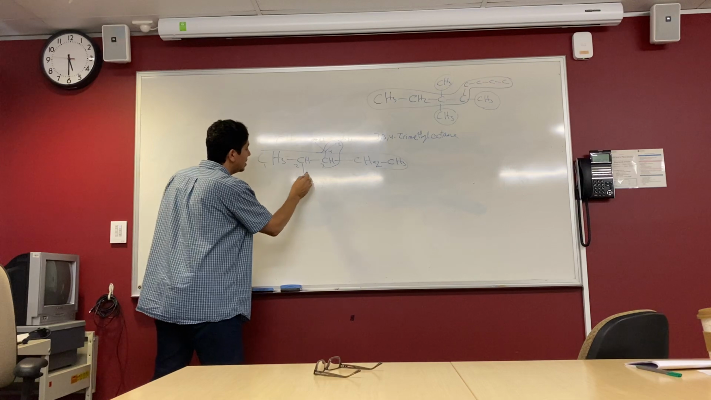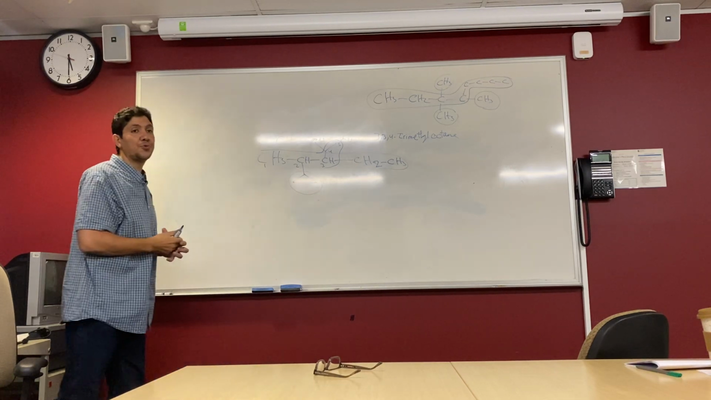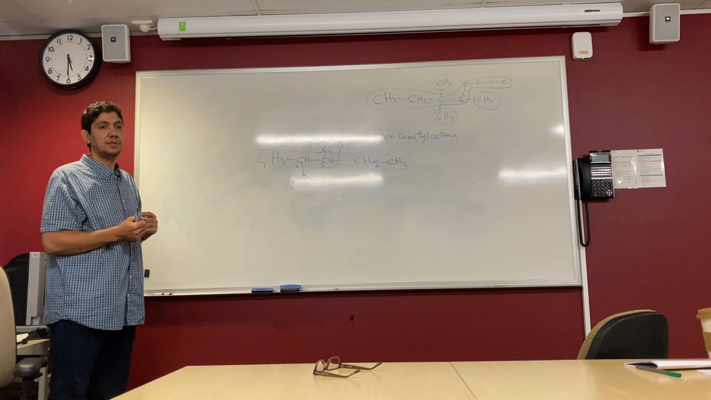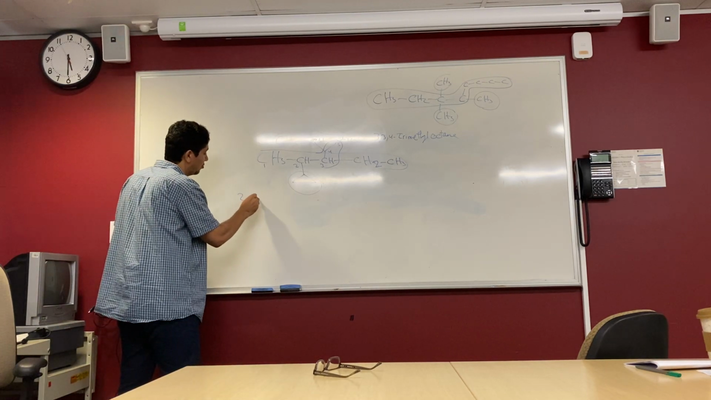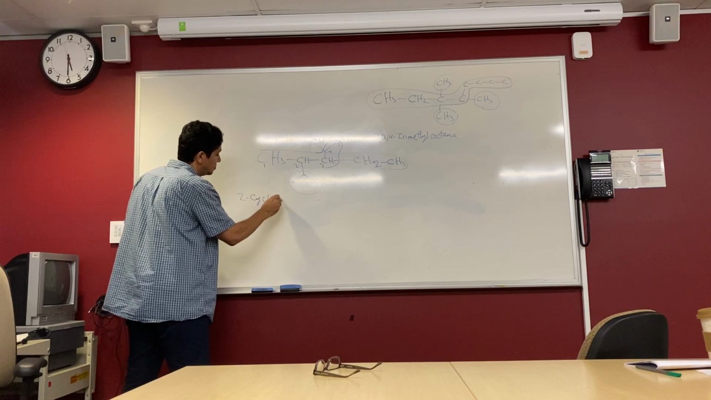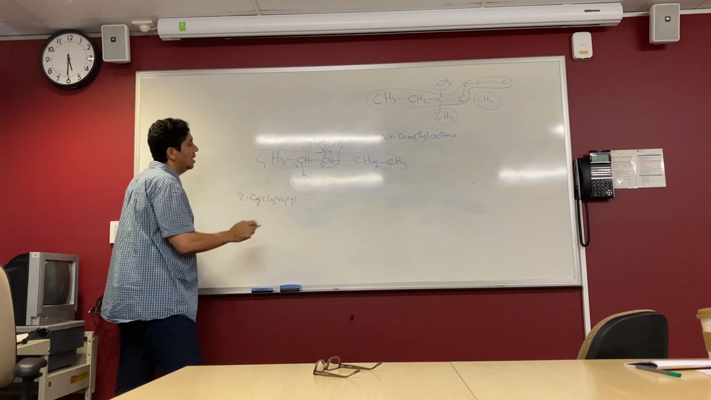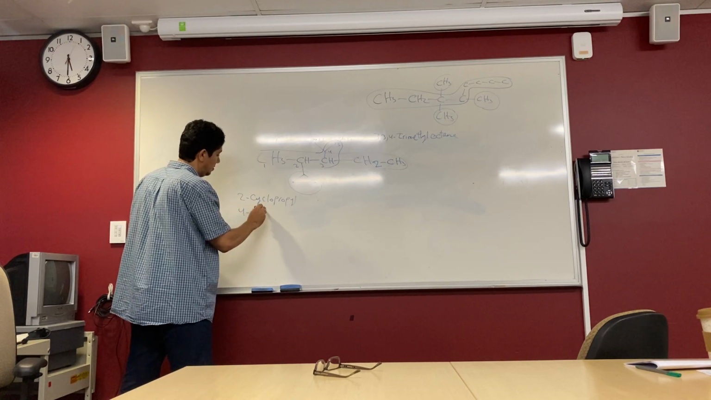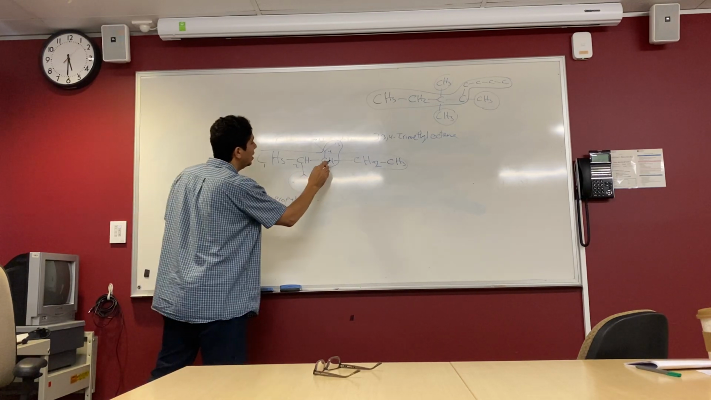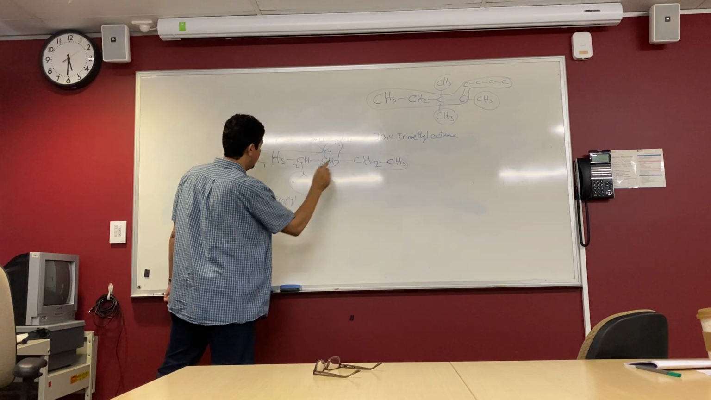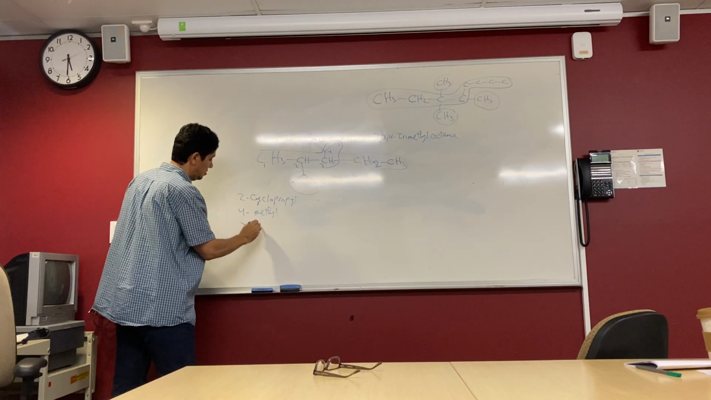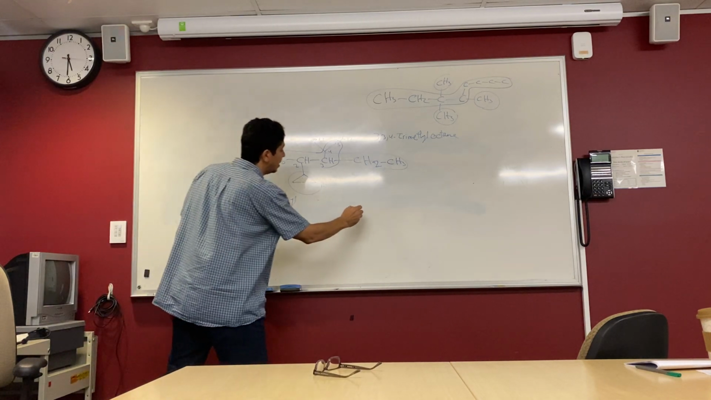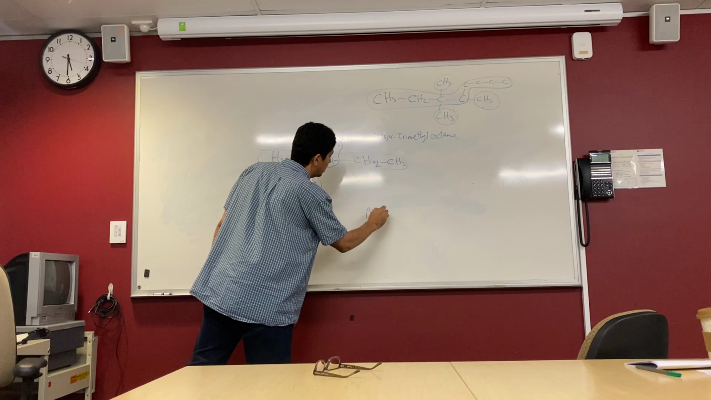What's the name of this group? This is cyclopropane, but if we take one hydrogen, it's called cyclopropyl. So we have 2-cyclopropyl, and we have 4-methyl, and we have 3-ethyl. And at the end it's pentane because it's 5.